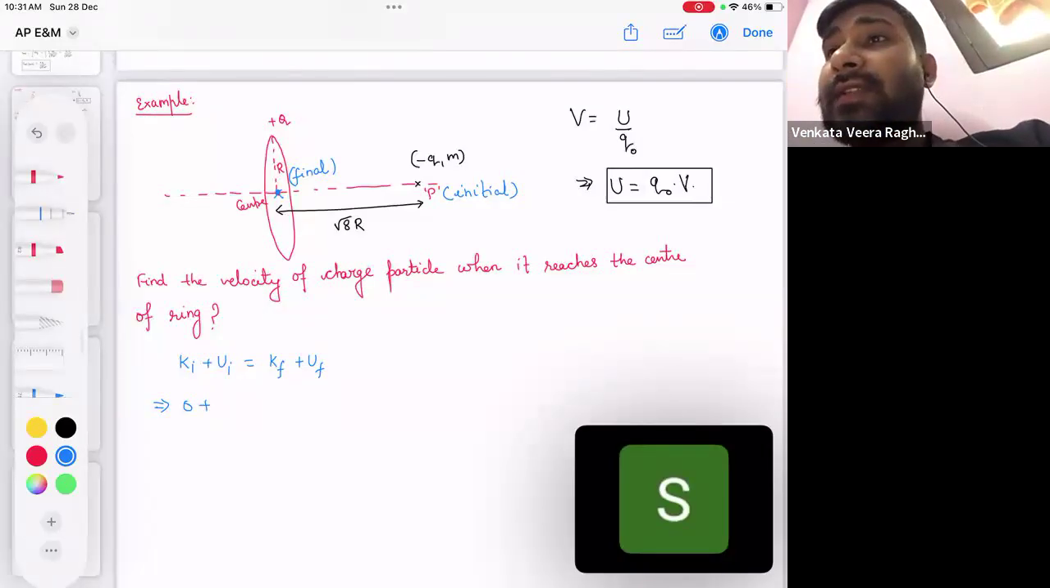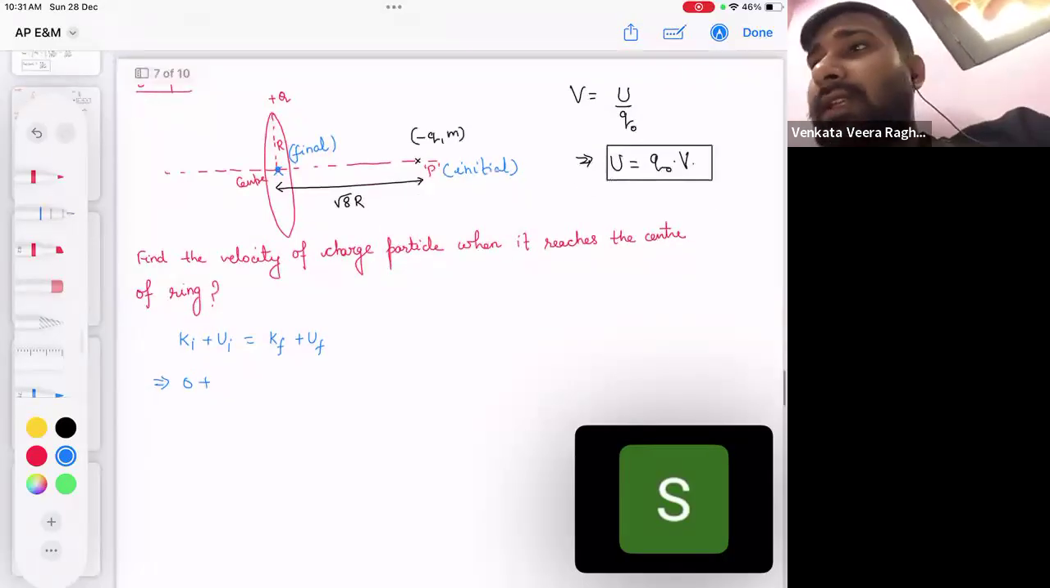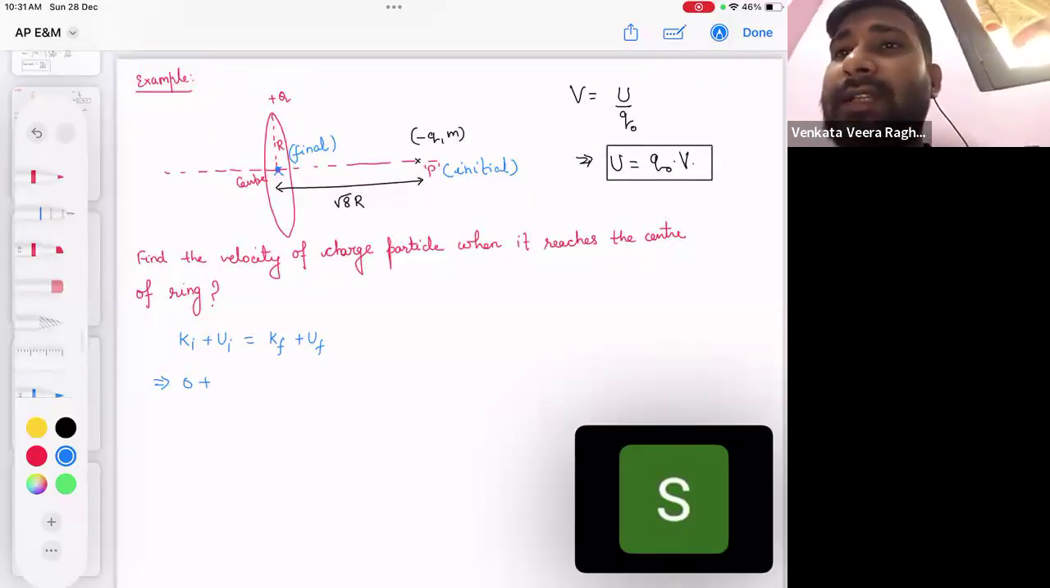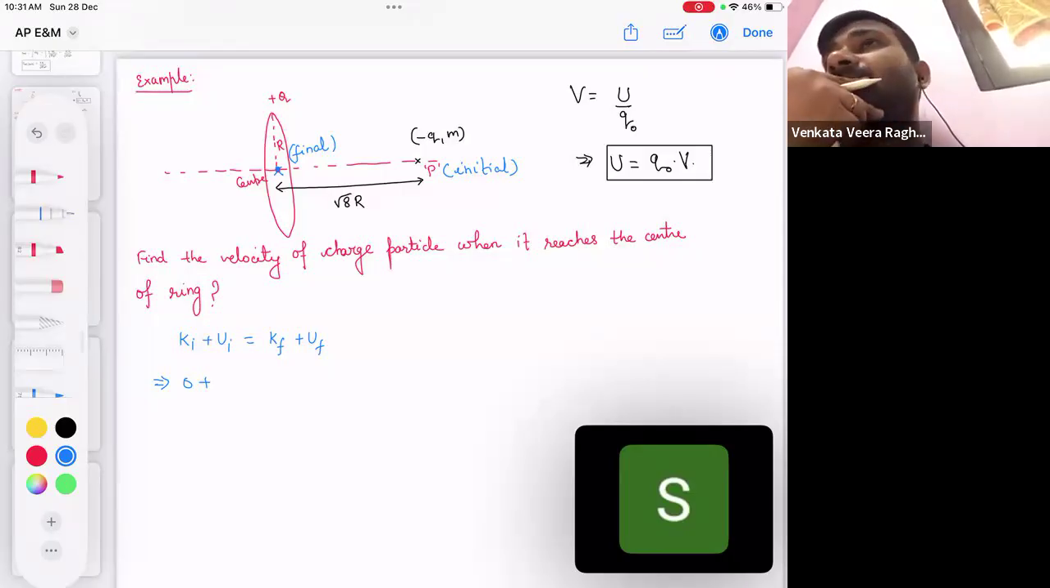Initially, the charged particle is released in this question, isn't it? So the initial kinetic energy is 0. What is the initial potential energy?